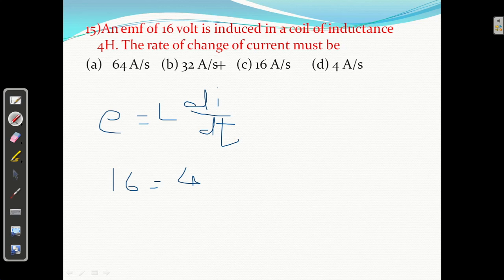The rate of change of current, how much will it come? di by dt, the rate of change of current, how much will it come? 16 upon 4, here it will come 4. So the answer is 4 ampere per second. That is the correct answer, D. That is the rate of change of current. Okay, 4 ampere per second. So 4 into 4 becomes 16, right?